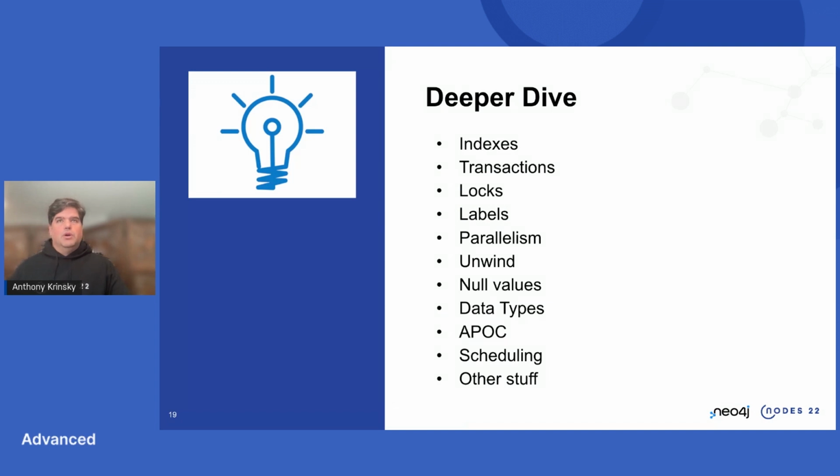So we're going to talk a bit more about indexes, transactions, locks, labels, parallelism, UNWIND, null values, data types, APOC, and a few other things.